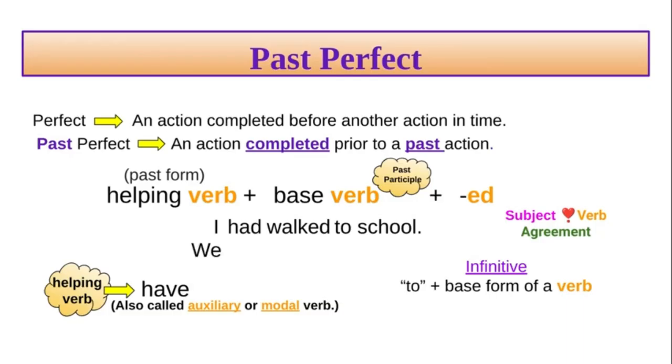Another example using first person plural pronoun we, the past form of our helping verb, had, the past participle of the infinitive to talk, talked. We had talked yesterday. Both of these sentences, the subject agrees with the verb in person, number, and tense.